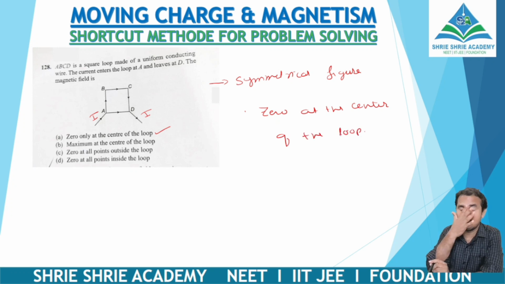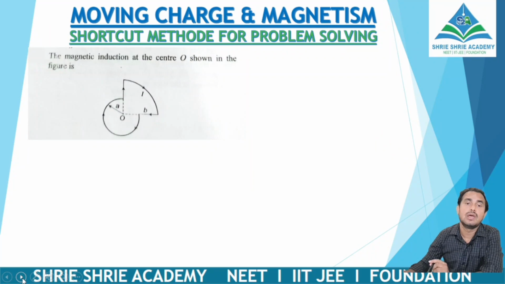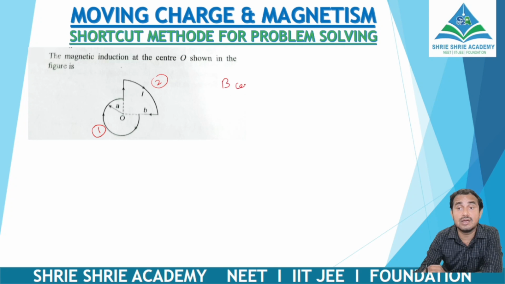Okay, for such a situation the magnetic field will be 0 at the center of the loop. Now we have to find the magnetic induction at the center O as shown in the figure. Here you can see that there are two configurations. Let us say this is our first one, this is our second one. The magnetic field at the center is equal to the magnetic field due to the first part plus the magnetic field due to the second part. In the first part the current is going clockwise.